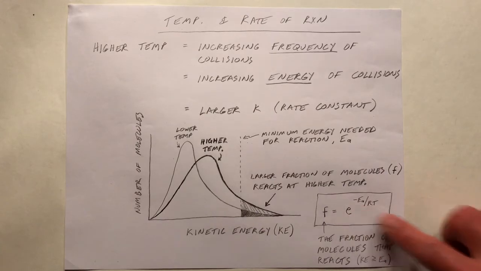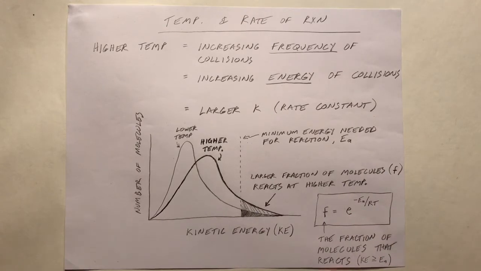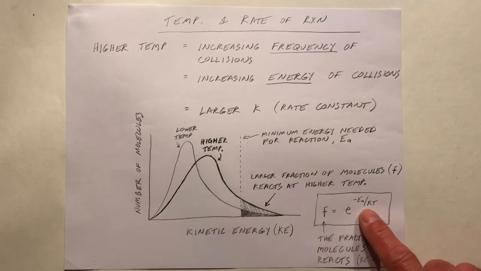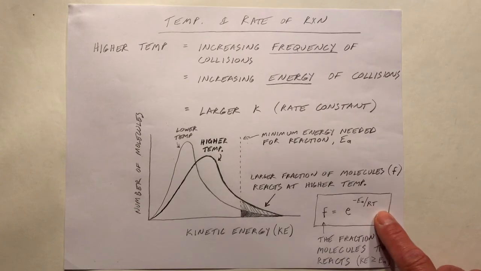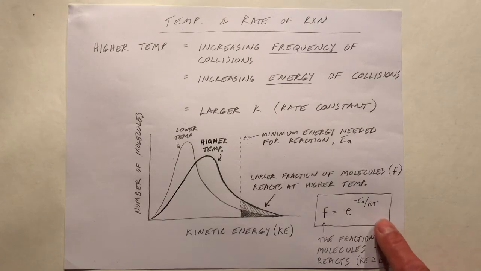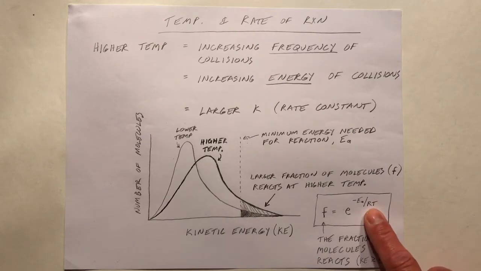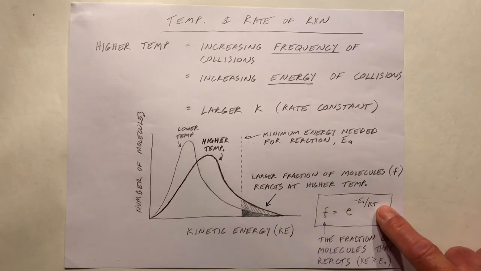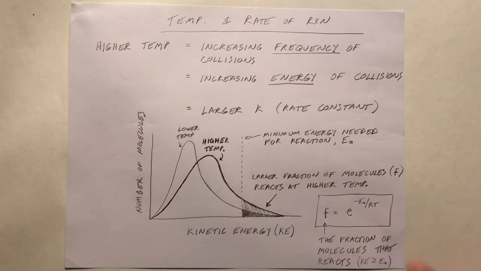Now Arrhenius said that the fraction of molecules that reacts, in other words, the fraction of molecules that have a kinetic energy that's greater than or equal to the activation energy, can be described as f is equal to e to the negative Ea over RT power, where Ea is activation energy, R is the ideal gas constant represented in joules per mole Kelvin, and temperature is in kelvins.